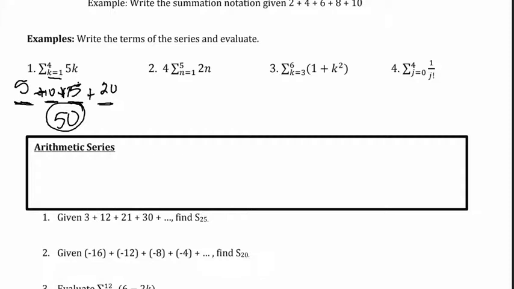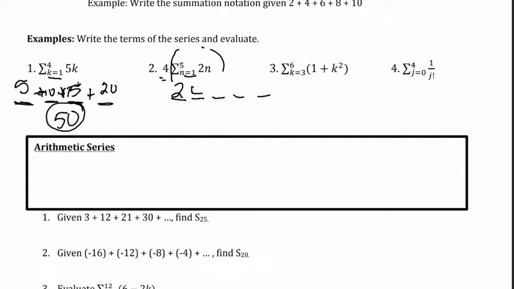If I look at number 2, I am taking the sum of this and then multiplying it by 4. So I'm going to do the sum first. So I'm starting with my first element and going to my fifth element. Second, third, fourth, fifth. So I'm going to plug in 1, that's 2.